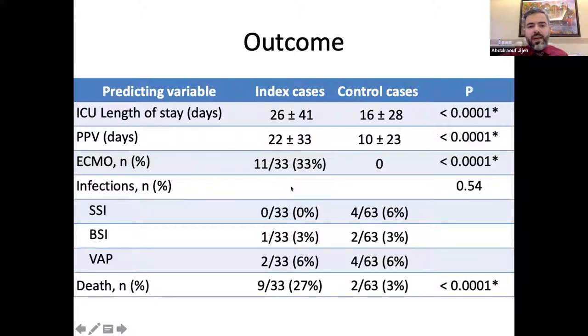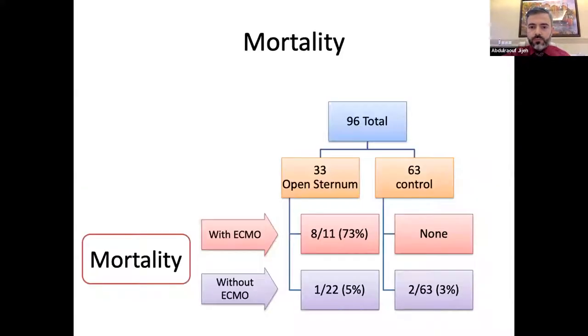Infections were similar in our population. Opening the sternum did not increase the rate of surgical site infection, and bloodstream infection and ventilator associated pneumonia were similar in both groups. Mortality was much higher in the opening sternum group, 27% mortality, a total of 9 cases. I will mention some details about the mortality in this group.